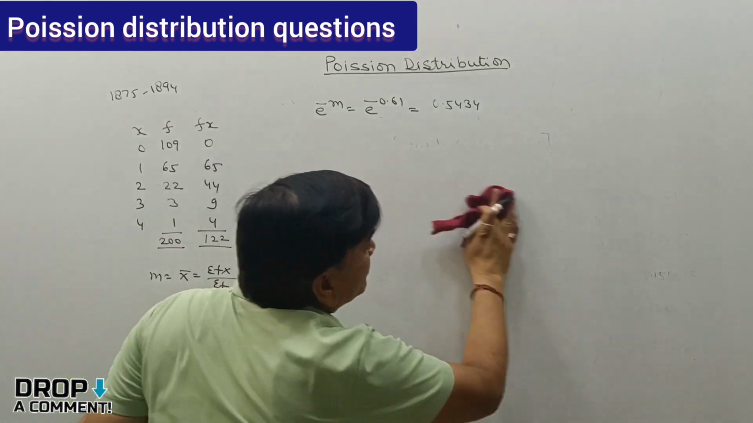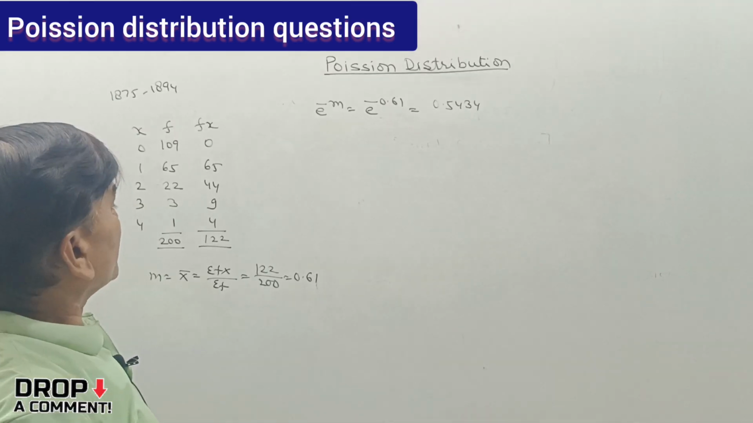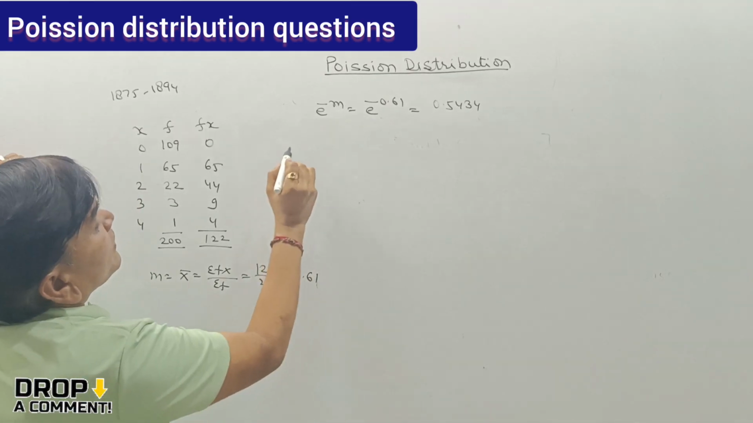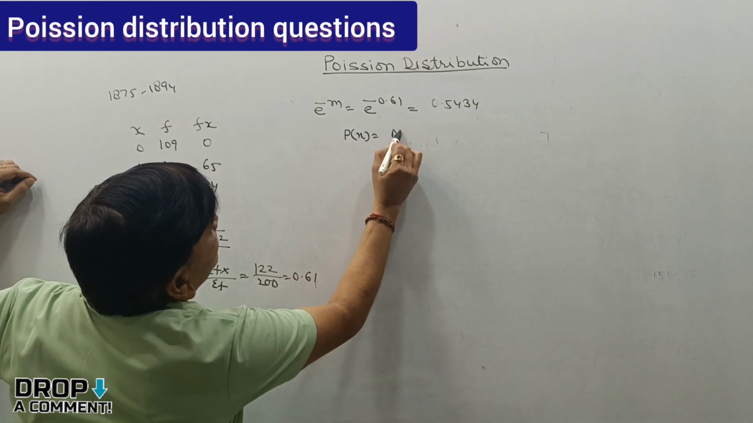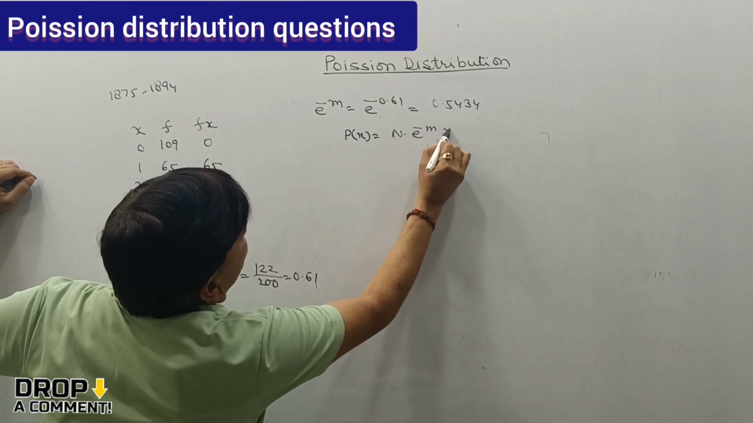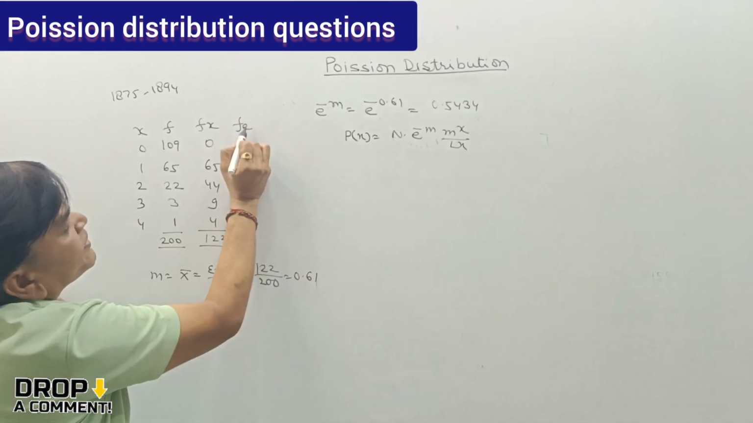Now, for calculating the estimated frequency, the formula is P(x) equals e raised to power minus m, m raised to power x, upon x factorial. So we will write the estimated frequency here.